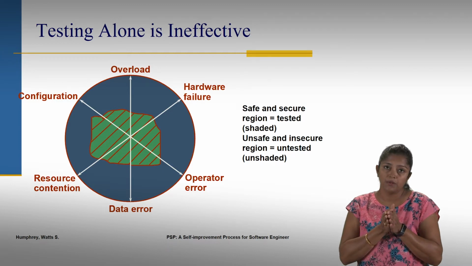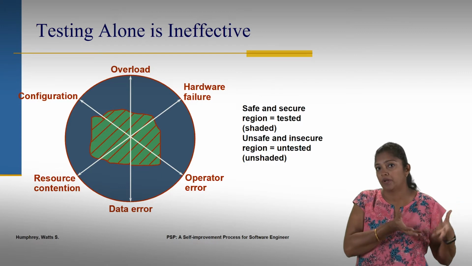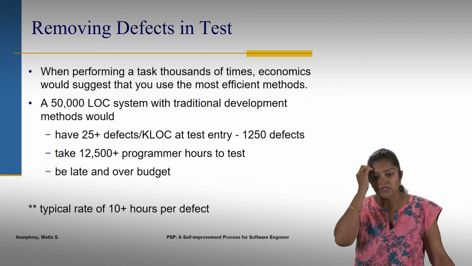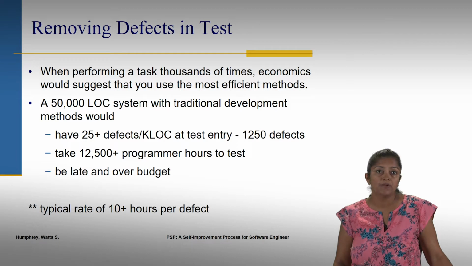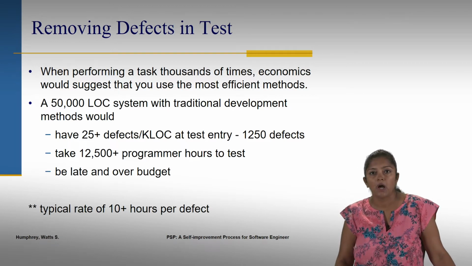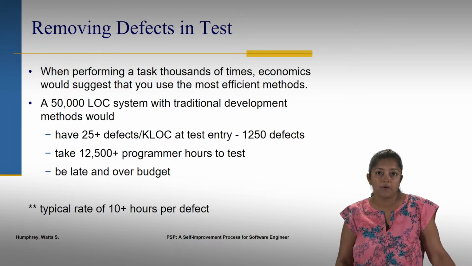Appropriate processes need to be used so that we actually have a quality product right from the start that's put into testing. Also, to put it in perspective of numbers, say you have a software system with 50,000 lines of code. If you use the traditional development methods, you'll see that for every 1,000 lines of code that's being tested, typically 25 plus defects are found.